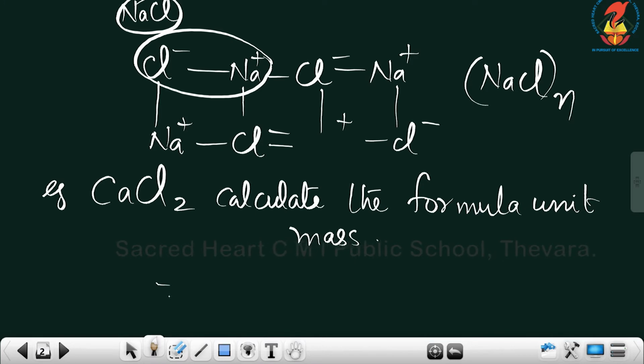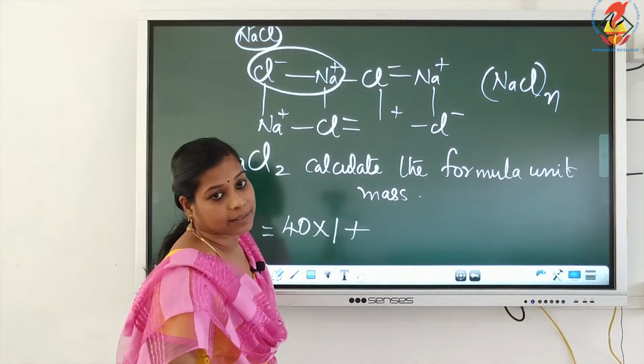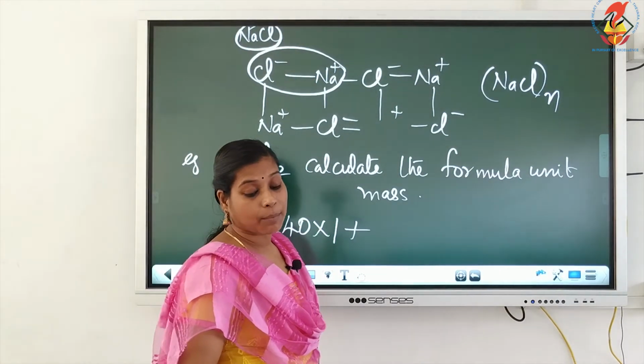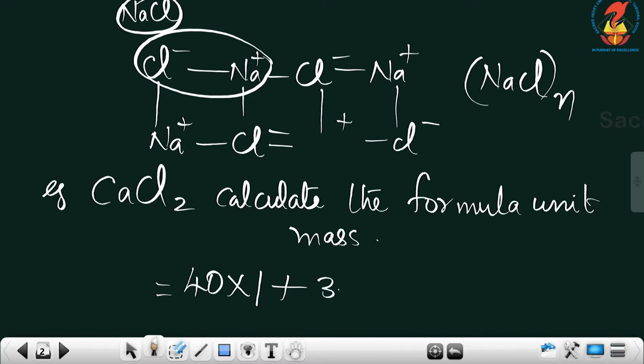The atomic mass of calcium is 40 U, into 1, plus Cl2. The atomic mass of Cl is 35.5 U, into 2. So altogether, the formula unit mass of calcium chloride is 111 U.